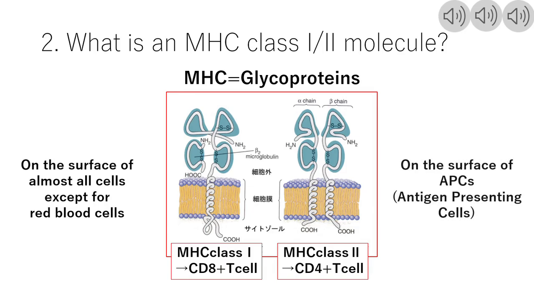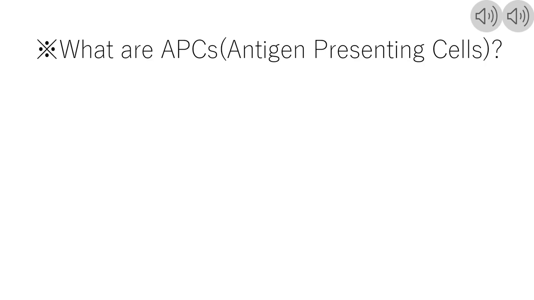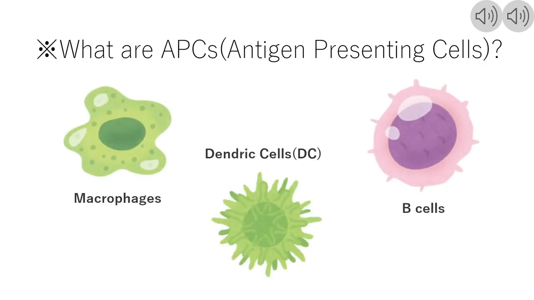Class 2 is found on the surface of APCs, antigen-presenting cells. What are APCs, antigen-presenting cells? They are cells that present antigens to T cells, for example, macrophages, dendritic cells, and B cells.